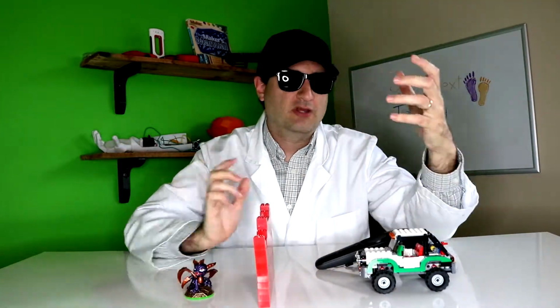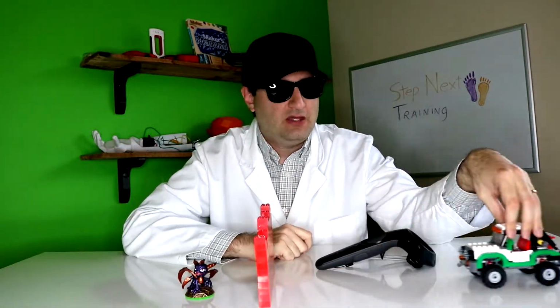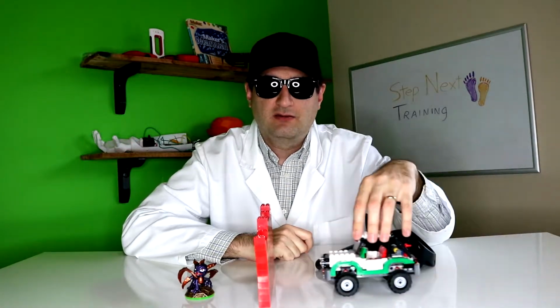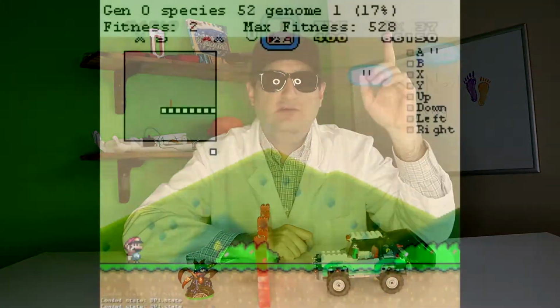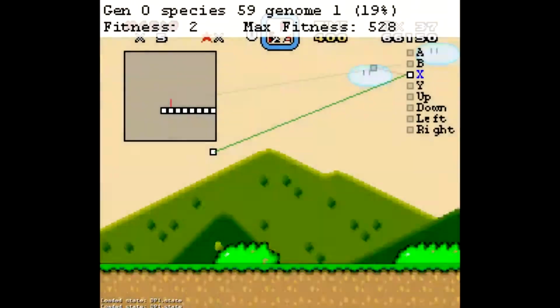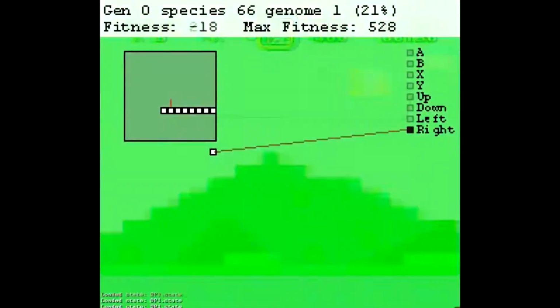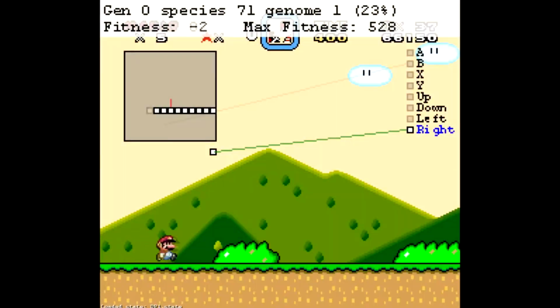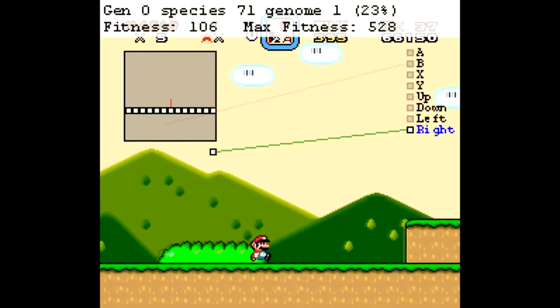Now, what he did is he took a more complex game, not so much going left and right, but you can see here the first iterations of his design. And what it did is multiple iterations of it not doing anything.